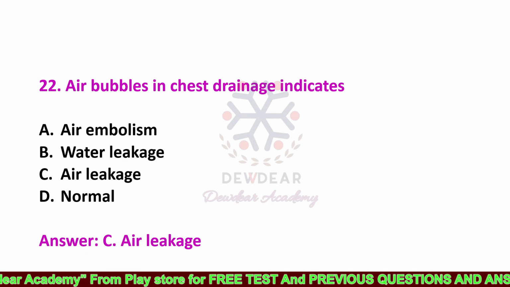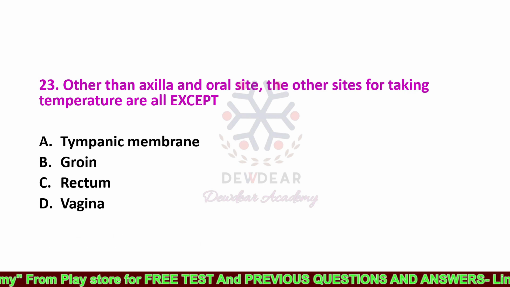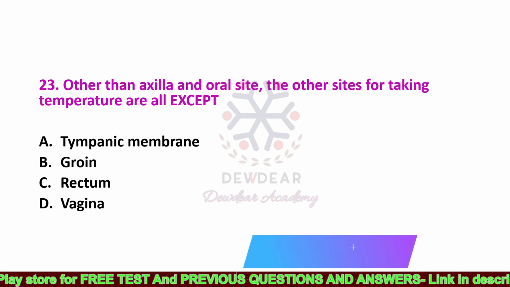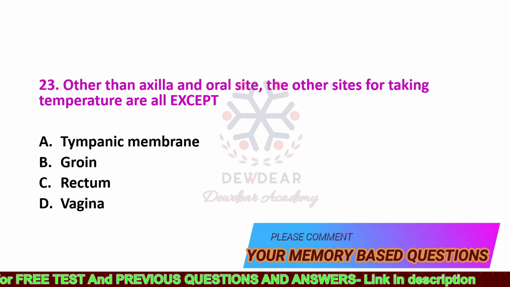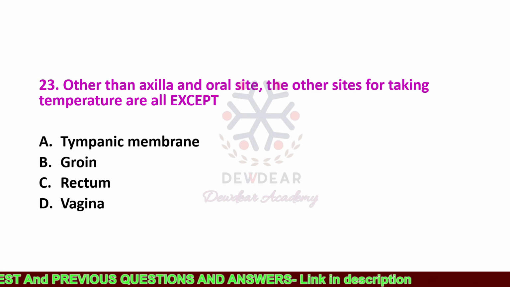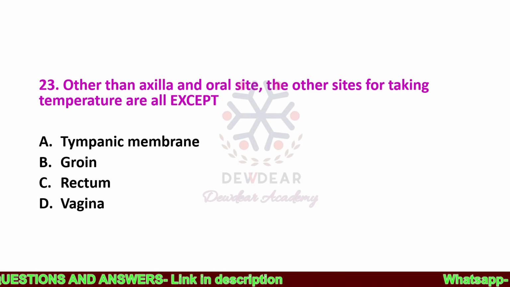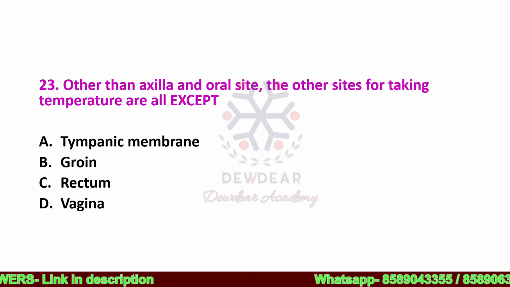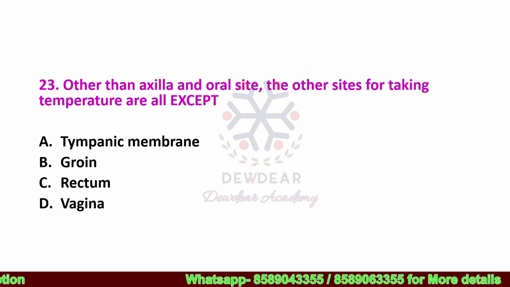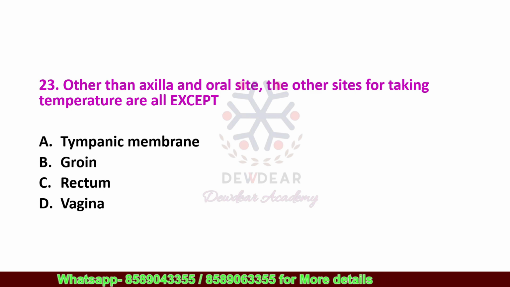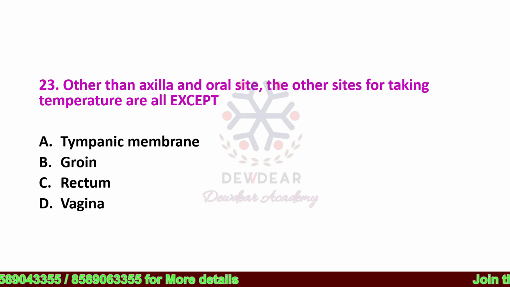Now we will move on to the next question, question number 23. Other than axilla and oral site, the other sites for taking temperature are all except. Options: tympanic membrane, groin, rectum, vagina. We know that axilla and oral sites are sites of taking temperature. So what are the other sites other than these two sites?